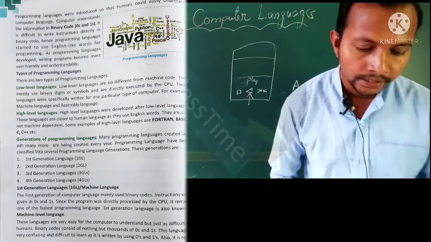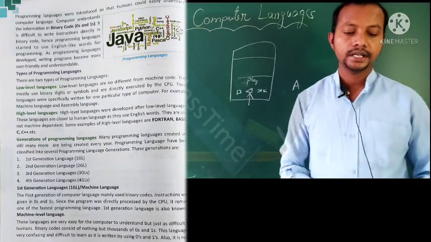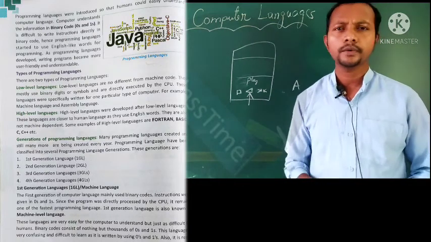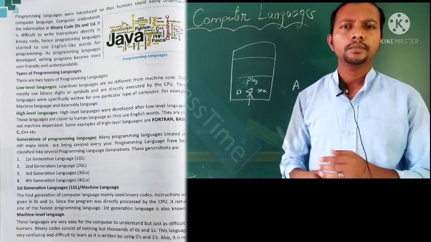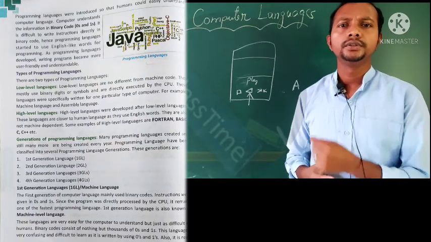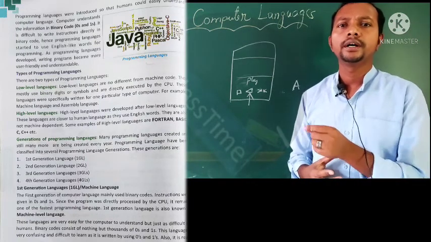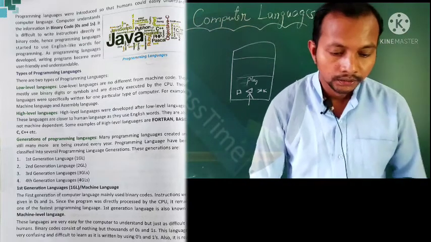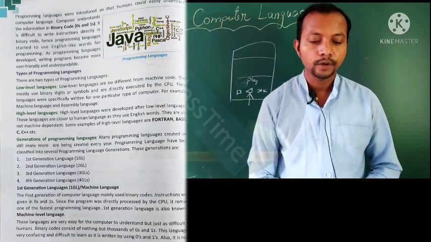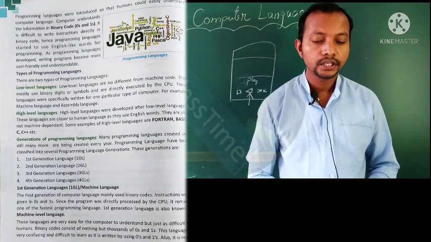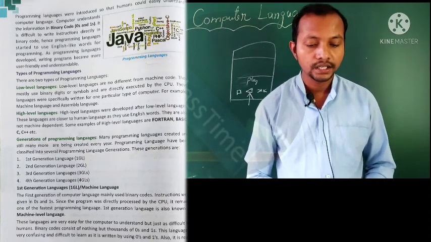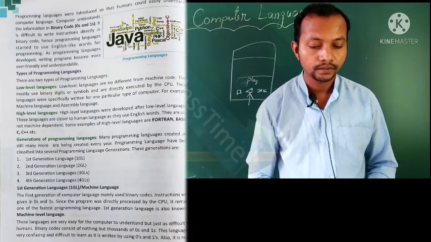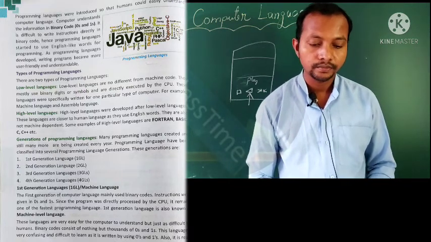Okay, dear friends. Now it is difficult to write the instructions directly in binary codes. For us it will be difficult to write zeros, ones, 1, 0, 1, 0, writing everything that way. Yes or no? So hence programming languages started to use English words, English-like words. As programming languages developed, they became friendly.